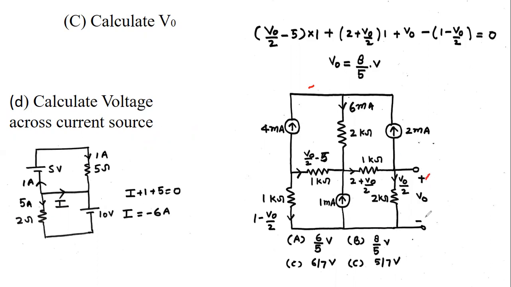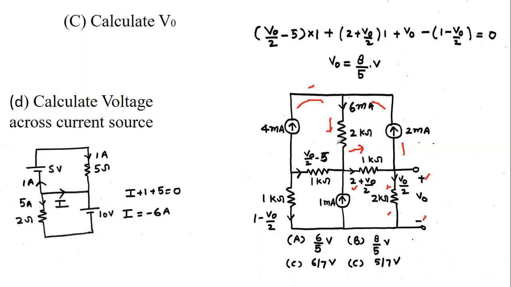We have to find the voltage V0, and this 2 ohm resistor has the voltage V0. So the current in this branch becomes equal to V0 by 2. The current in this branch is 2 milliampere, and that is V0 by 2. So this current is the sum of the 2 milliampere current and V0 by 2, so this current is 2 plus V0 by 2. The current in this 2 kilo ohm is 4 milliampere, and 2 milliampere current is here. So the total current in this branch is 6 milliampere.